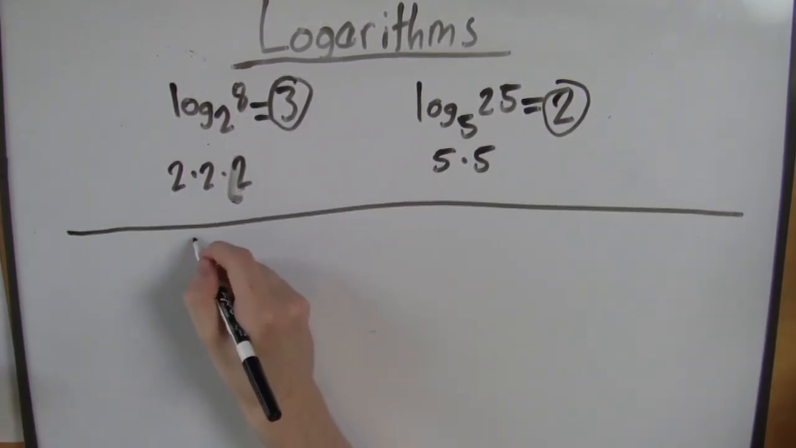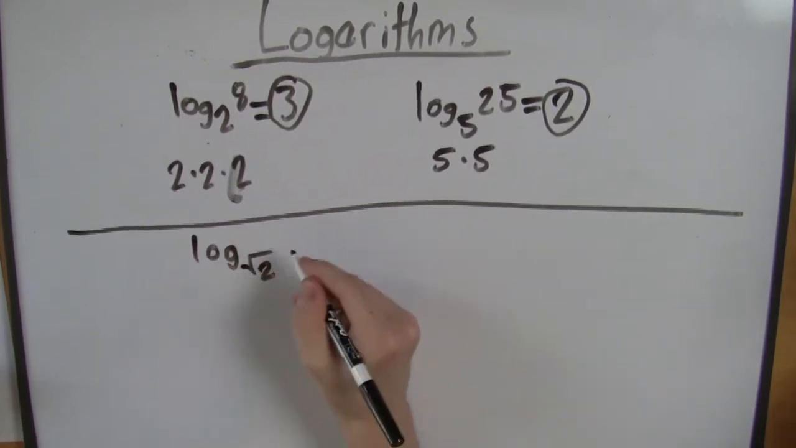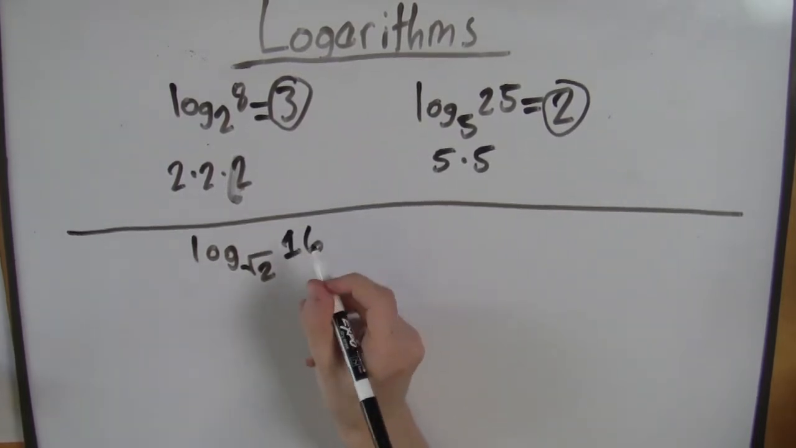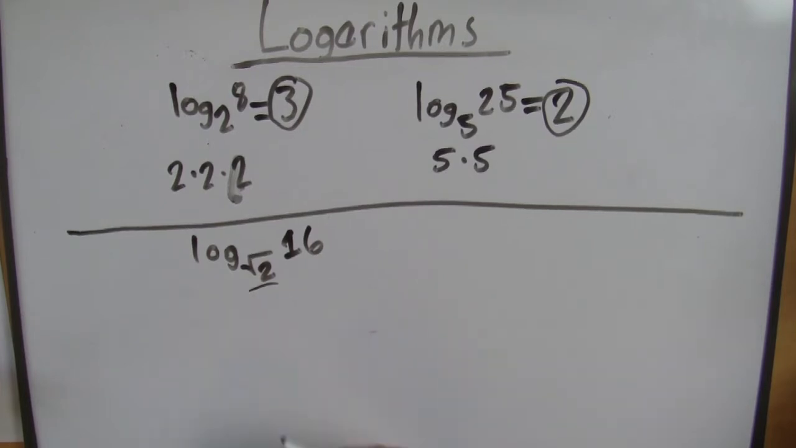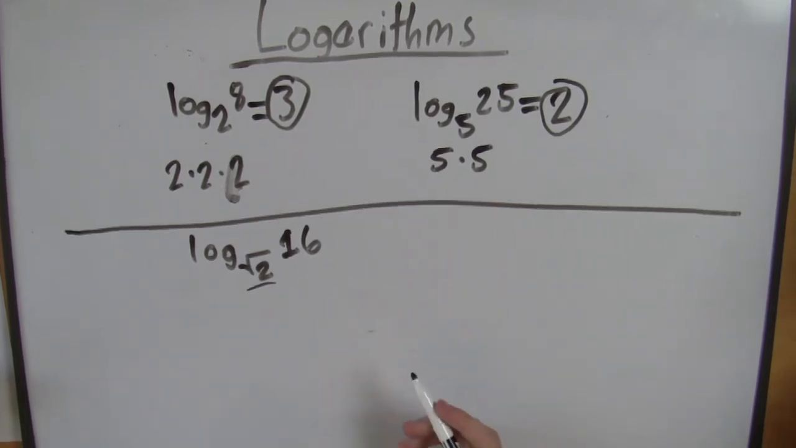Let's say log base square root of 2 of 16. Now this is weird, right? Square root of 2, that isn't really an integer. That goes on for infinity. It's an irrational number. So how are we going to solve this?